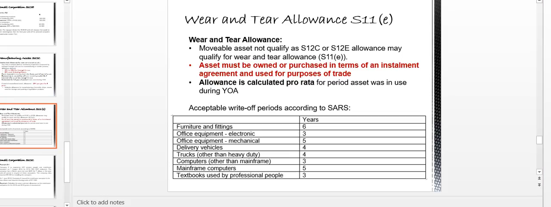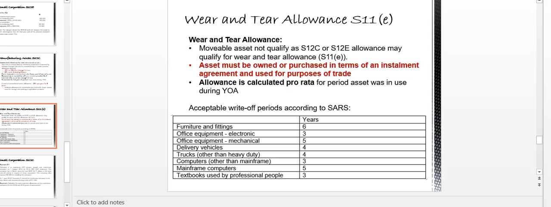Okay, so up until now we've done your manufacturing assets, but you also get a wear and tear allowance. So that's section 11E. So any assets which do not qualify for section 12C or 12E allowance may qualify for a wear and tear allowance. So importantly, for this asset to qualify for a section 11E allowance, the asset must be owned or purchased in terms of an installment agreement or used for the purposes of trade. And the allowance is also, very importantly, calculated pro rata for the period the asset was in use during the year of assessment.